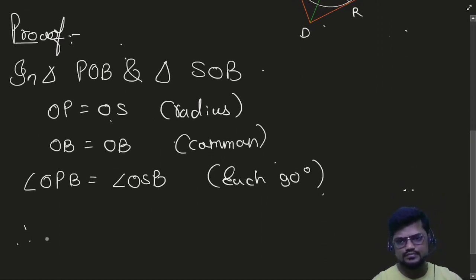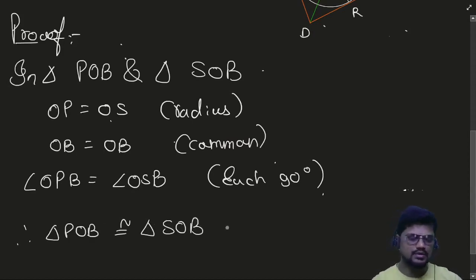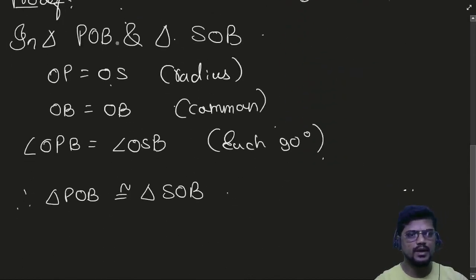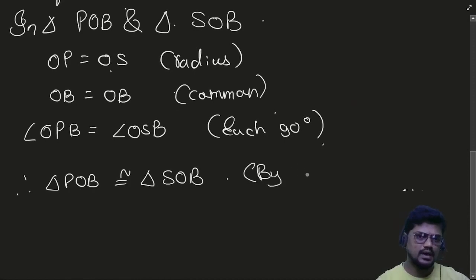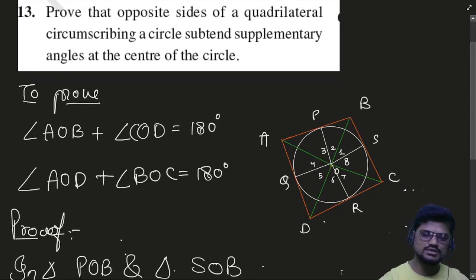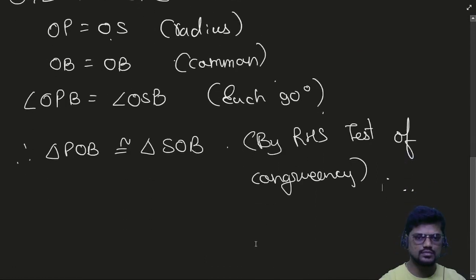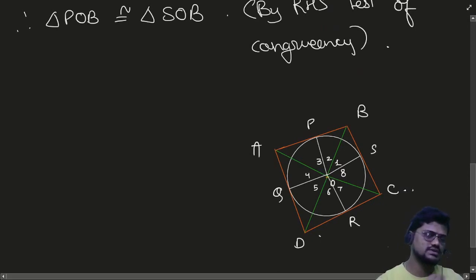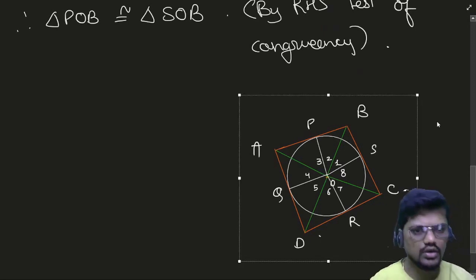Therefore, triangle POB is congruent to triangle SOB. Okay? Triangle POB is congruent to triangle SOB by RHS test of congruency. By RHS test of congruency, what we can say? That the two triangles are congruent.